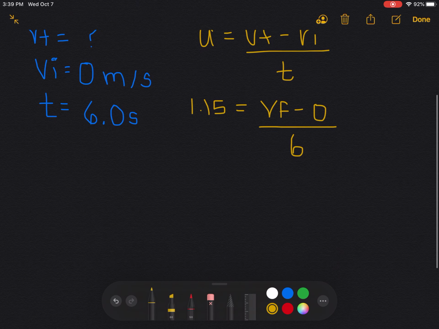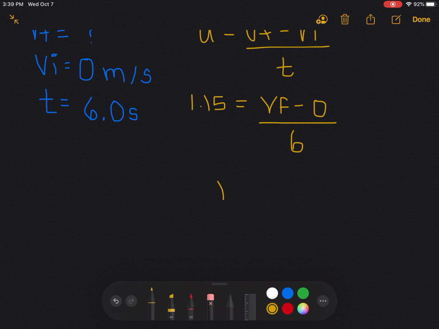Again, if we have a 0 in there, I'm just going to get rid of it, because anything minus 0 is the same thing. It's not going to make any change to the question.